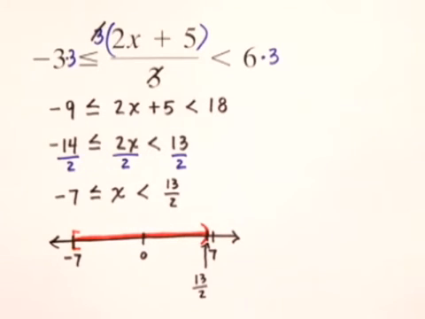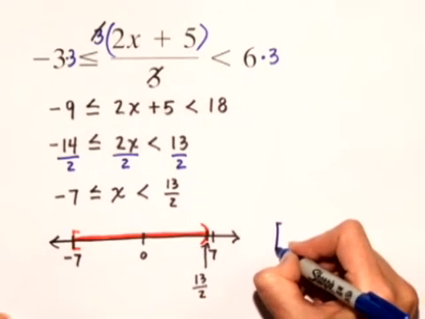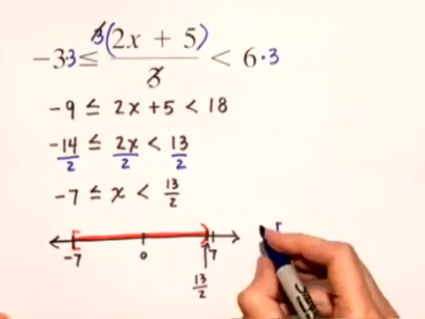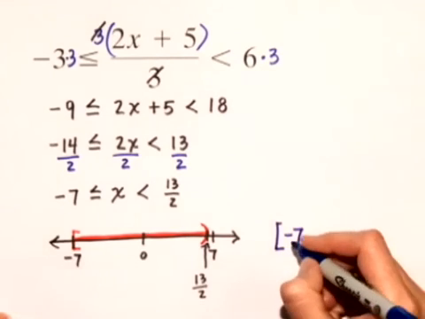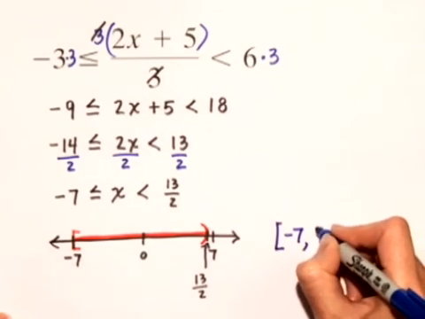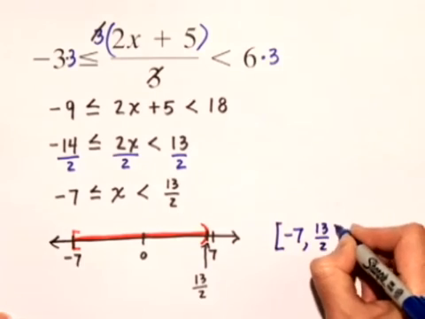So when we write our answer in interval notation, writing it from left to right as you see it on the number line, we'll write the first value that we see x can be, which is -7 on a closed interval, up to +13/2 open.